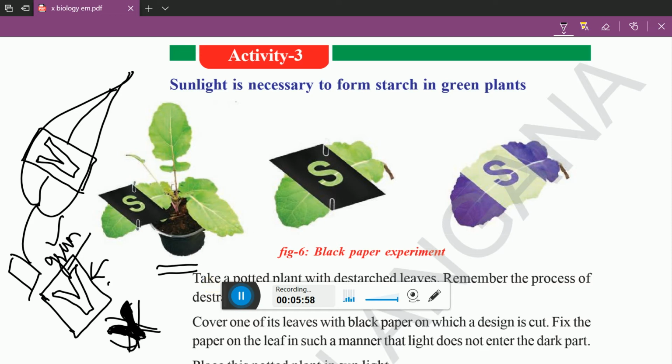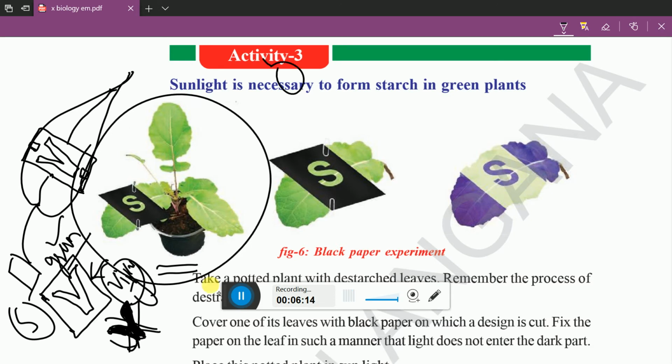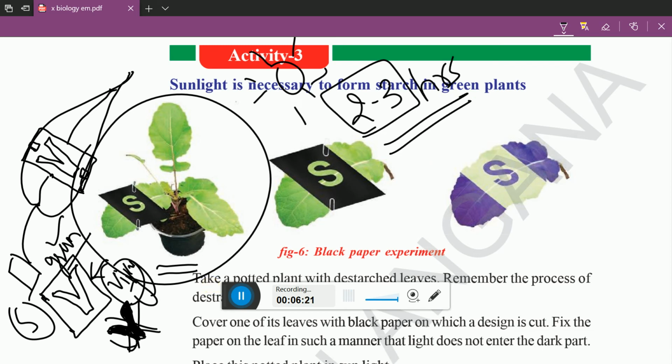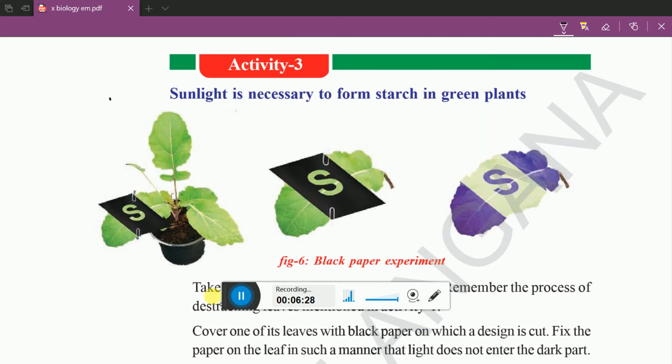Then after that we need to detach this leaf. So the leaf is removed now, and after removing the chart, the leaf will appear normal. Then we need to add iodine drops, or put the entire leaf in a solution of iodine for just 30 seconds. Then what will happen here: the areas which are exposed directly to sunlight will turn purple, and this area will become colorless.